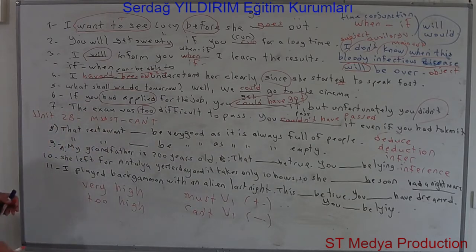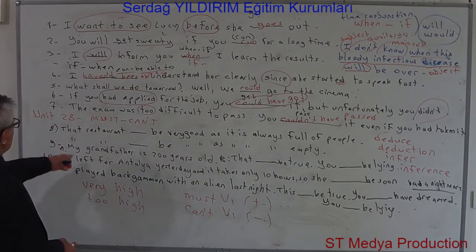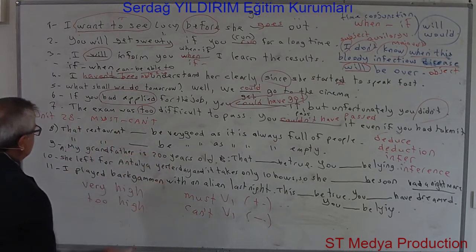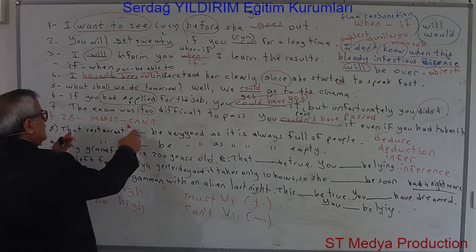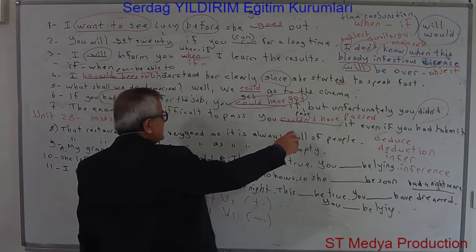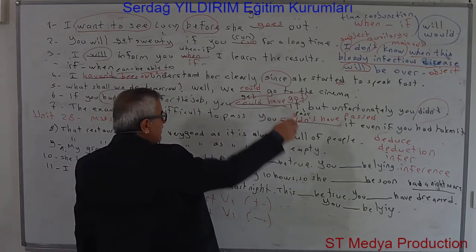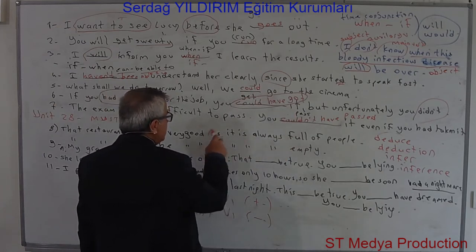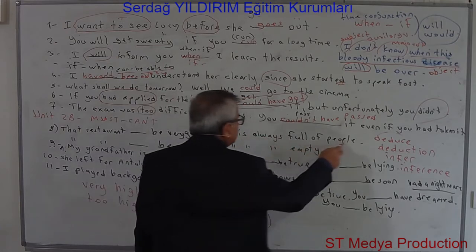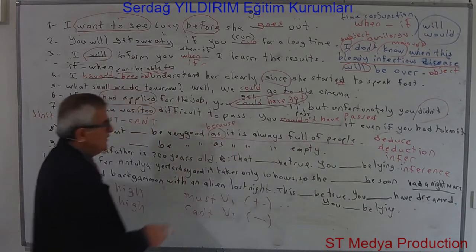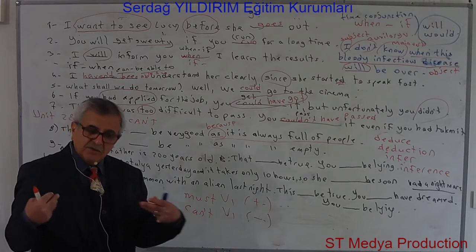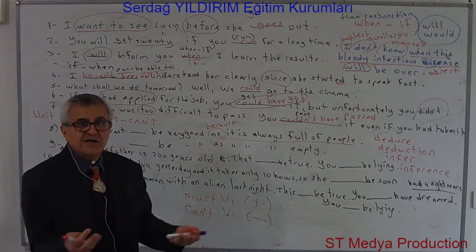So, that restaurant be very good as it is always full of people. Right, now before writing something here, we have to understand this sentence very well, my friends. As here means because. İnsanlarla dolu olduğu için, because a lot of people come there to eat, to have food, lunch, dinner, etc.